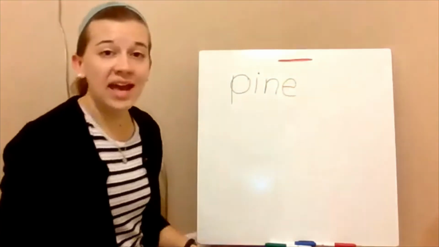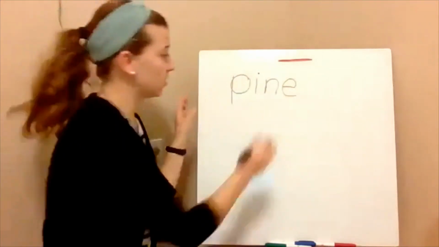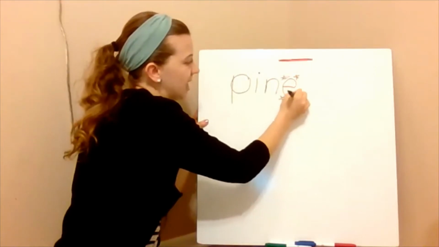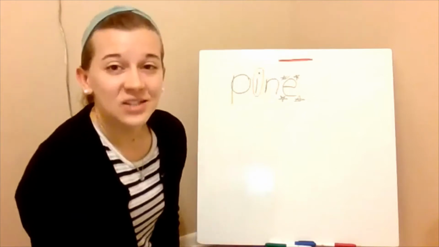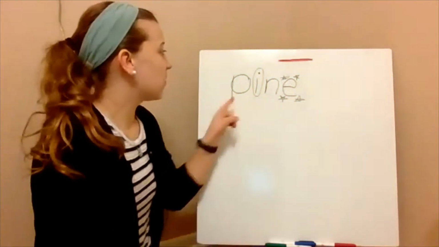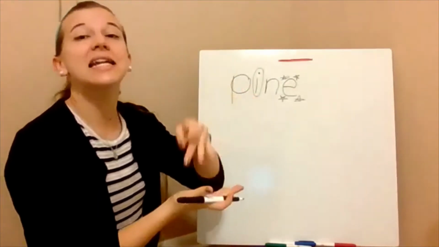P-I-N-E. Okay, so this has magic E, right? Because there's a vowel, a consonant, and then the E. So this is magic E. Let's put some stars to remind ourselves. And then the I, so if it's magic E, the I says its name. Let's tap it out. Ready? P, I, N.